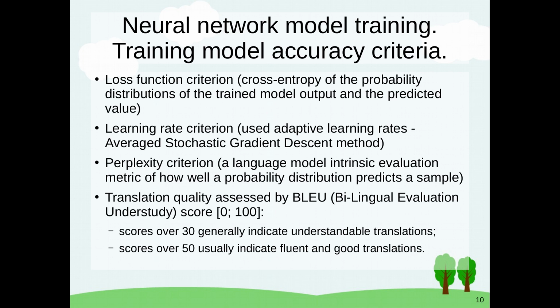So in our investigation, we are using two terms. First is machine translation. It is the output of the algorithm or a model, and reference translation, it's a human translation. The value of the BLEU metric is between 0 and 100, and scores over 30 generally indicate understandable translations. Scores over 50 usually indicate fluent and good translations.